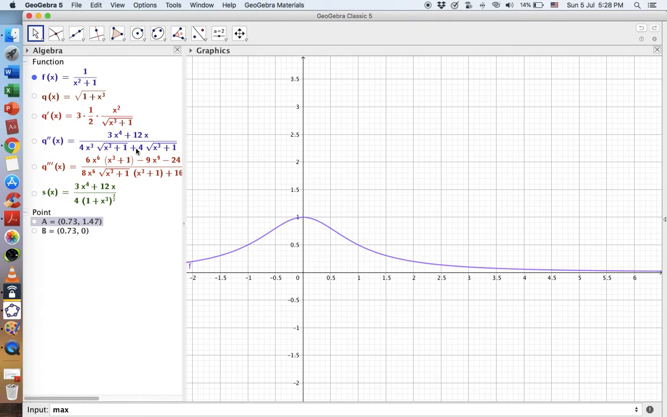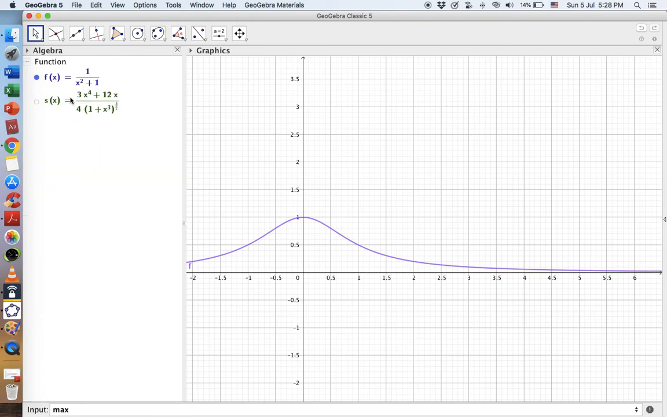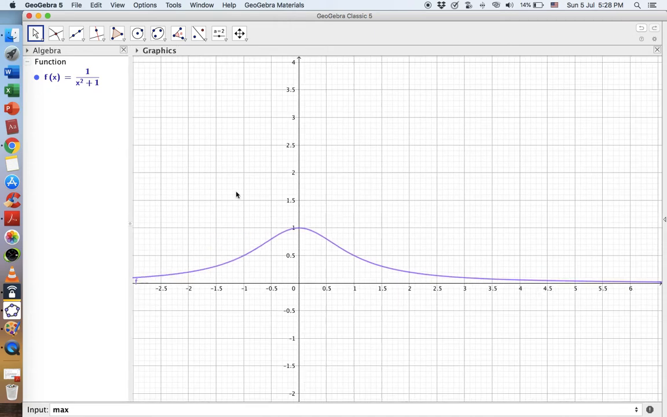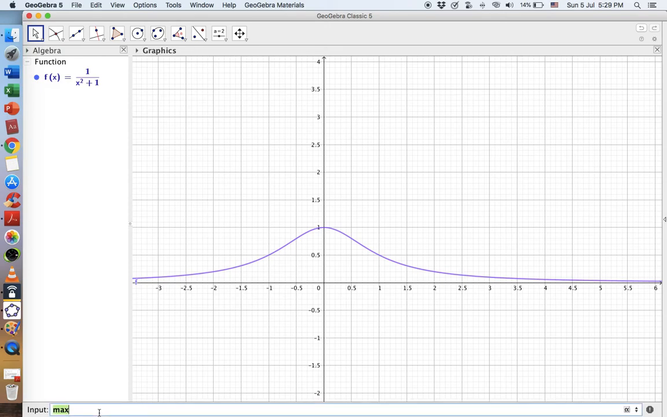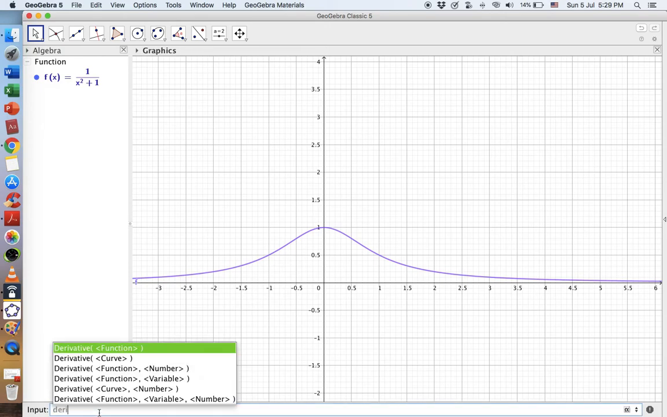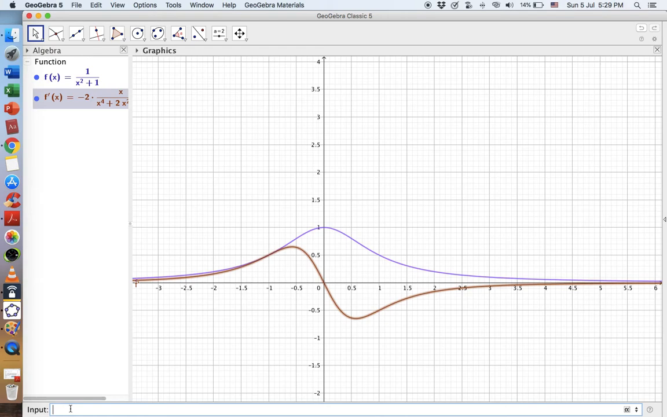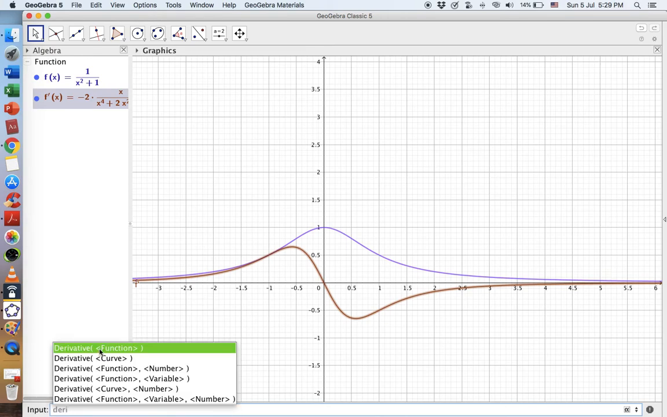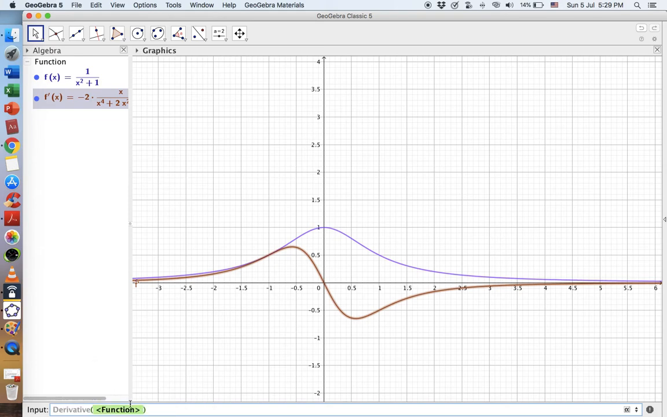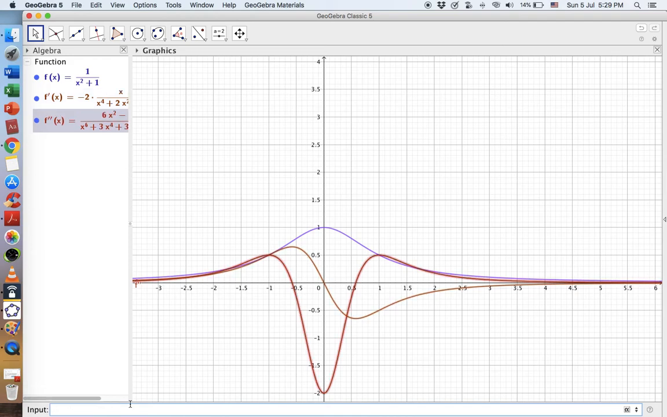And so here we've got f of x. And let's just get rid of the brain rot that we just went through with that last problem. Here's f of x. And in order to find the derivative of f of x, we just have to type in derivative and f of x. There's the derivative of f of x. And then let's type in derivative again, except this time let's say 2, the second derivative of f of x.